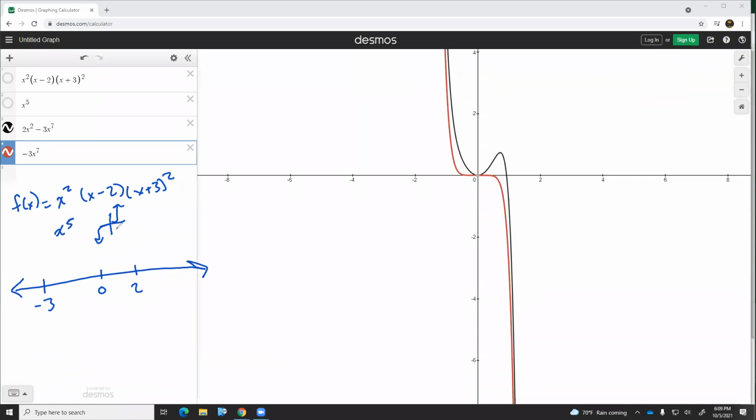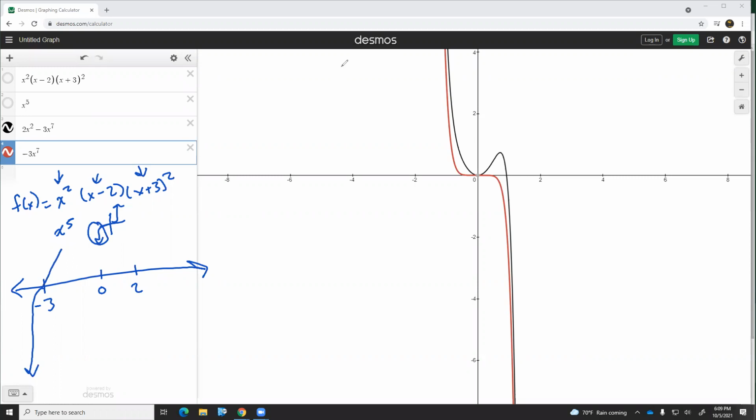So my zeros are going to be there. I know I'm going to have a multiplicity of 2 here, a multiplicity of 2 here, and a multiplicity of 1 here. In other words, I'm going to touch, and cross. Everybody cool with that? So now what I do is I start with the end behavior on the left.